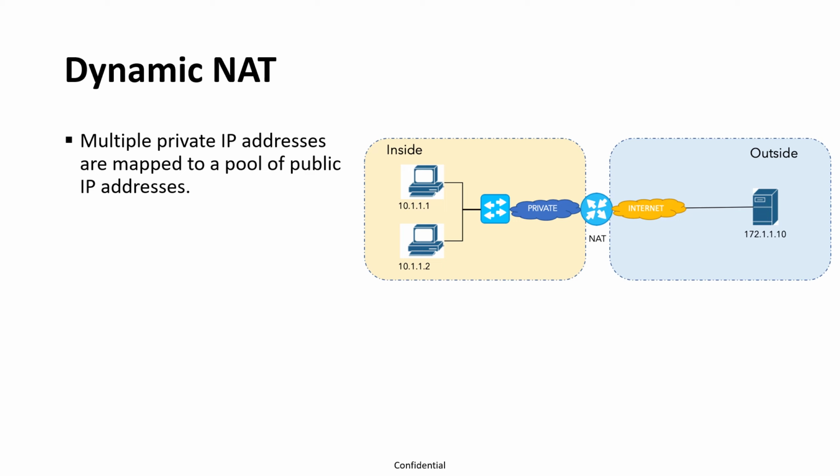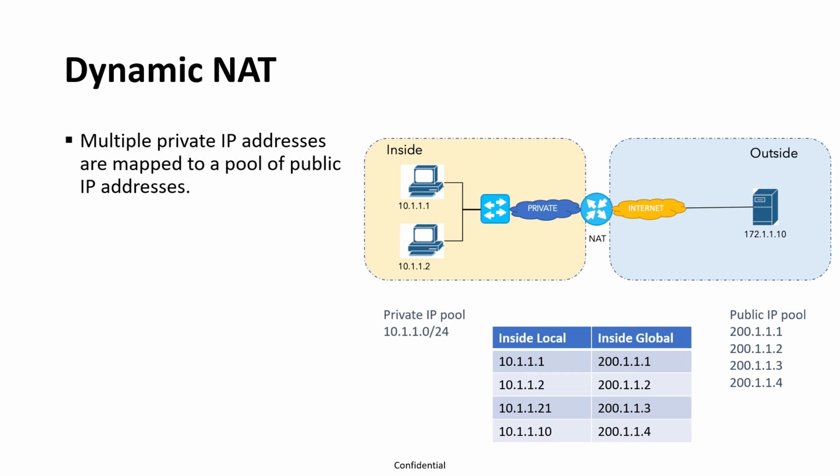As I said, multiple private addresses are mapped to a pool of public IP addresses. You can see on the left side I have a /24 network and I have a pool of like 4 public IP addresses. So it allows for many to many mappings. The NAT can be configured with more IP addresses in the inside local address list than in the inside global address pool.